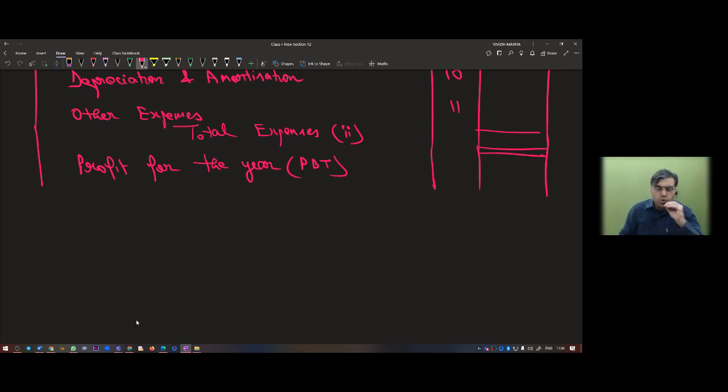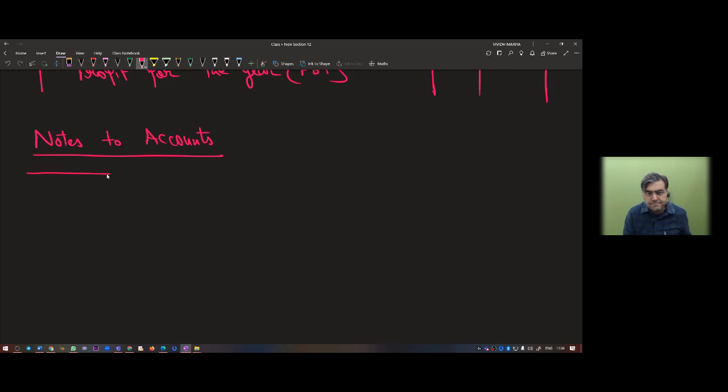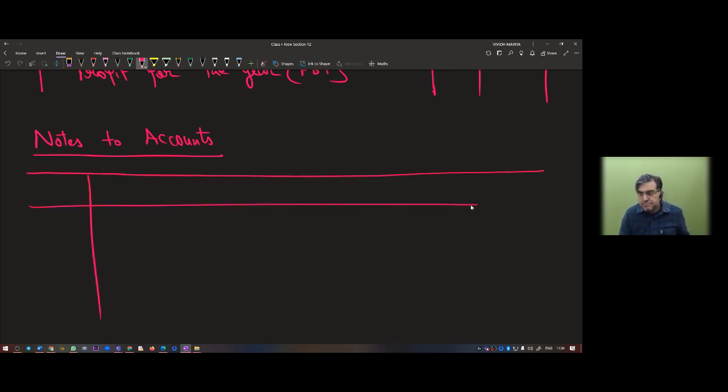Now we will make note number and working notes, notes to accounts. So I will say note number. This is my style of doing it. Anybody can make the note number in the way they feel like. Note number one.